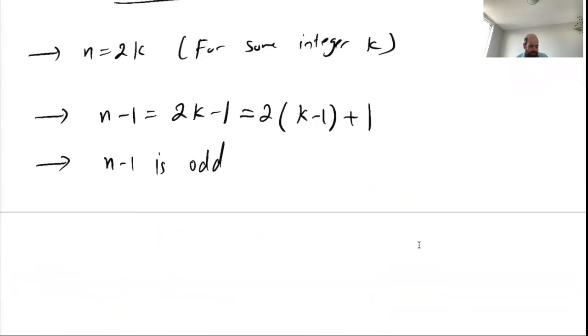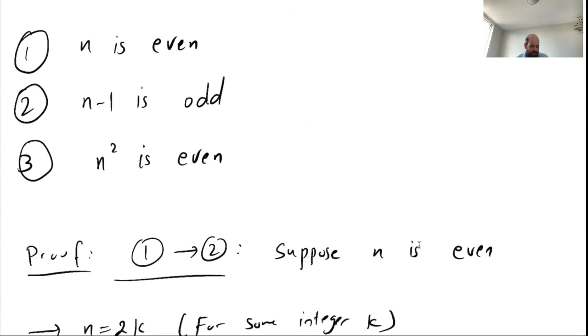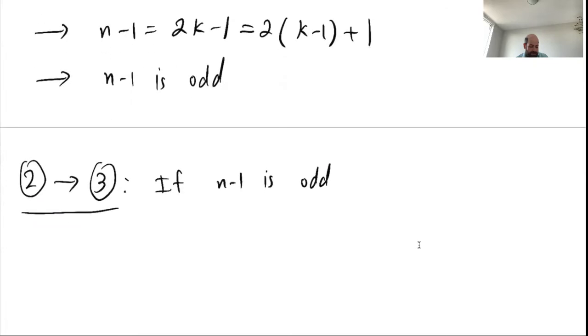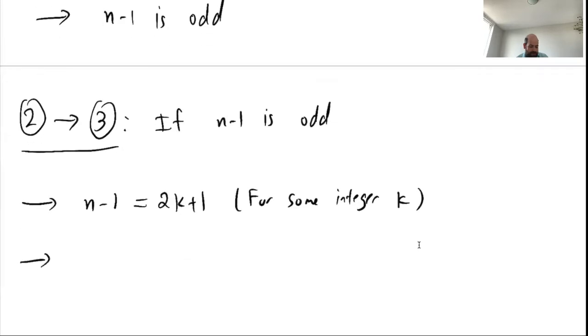Okay, now what about 2 to 3? n minus 1 is odd. So if n minus 1 is odd, then I can say that n minus 1 is equal to 2k plus 1, right? For some integer k. So then that means n is equal to 2k plus 2, right? If I take 1 to the other side, and I can take 2 out, 2 times k plus 1.